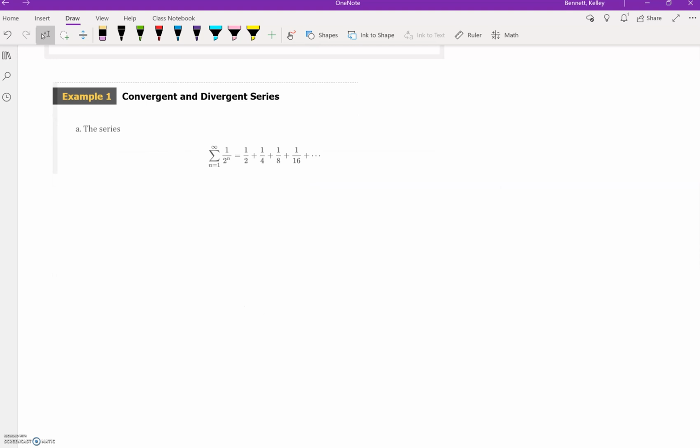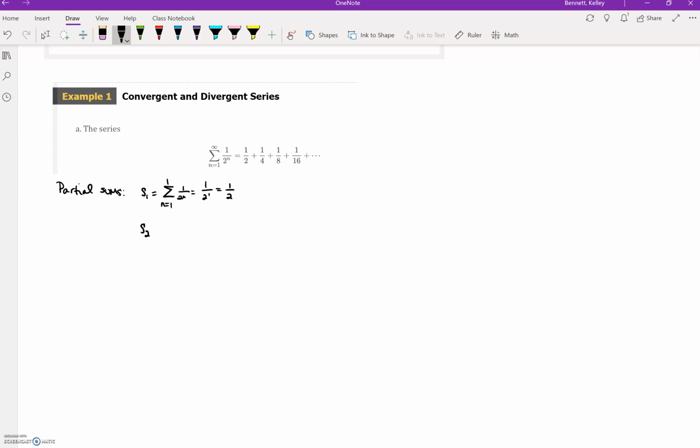So for the first example, we're going to look at this geometric series here. The first thing that we want to do is look at the partial sums. So for s sub 1, the 1 as the subscript of s in our partial sum denotes the stopping point. So we go from n to 1, and we're just going to the first term of 1 over 2 to the n. This is just one term. It's 1 over 2 to the first, which is just 1/2.